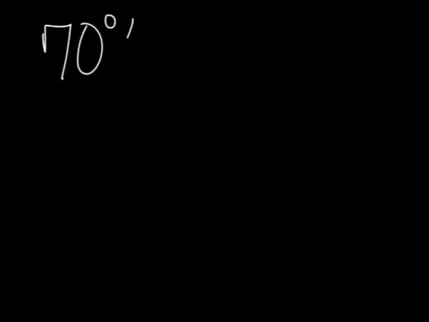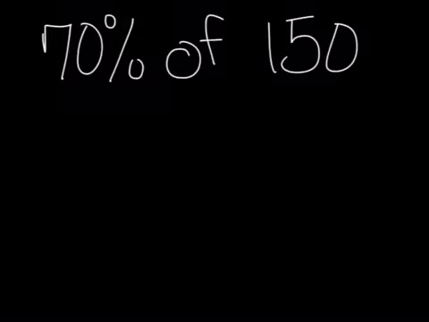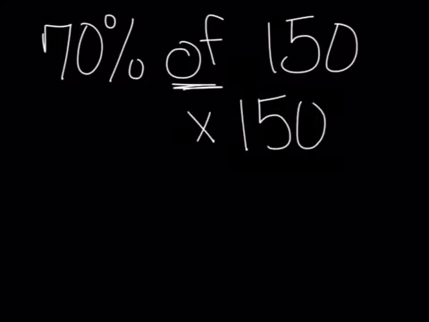So say you get a word problem, and it says 70% of 150. Well, the word of means that I'm going to do some multiplication, and I'm going to multiply 150 by 70%. But what does 70% really mean? That means I have 70 out of 100. So that means I have 70 hundredths. So I'm going to multiply by 0.70 times 150. Go ahead and set it up, and then check on the next slide to see if you got it correct.